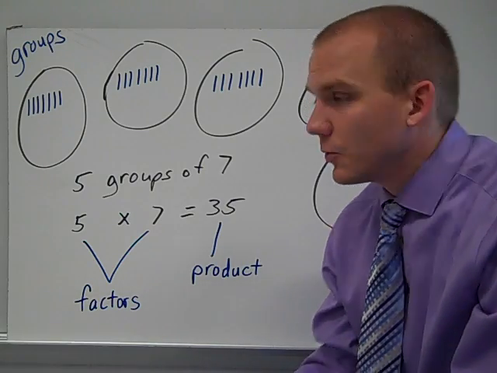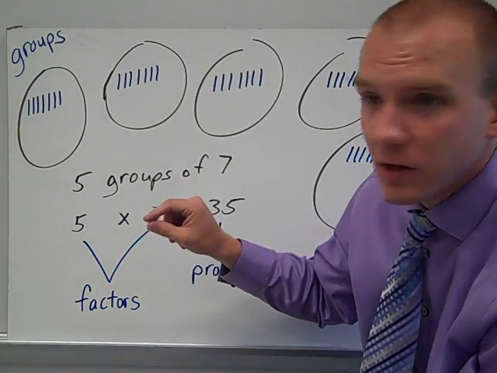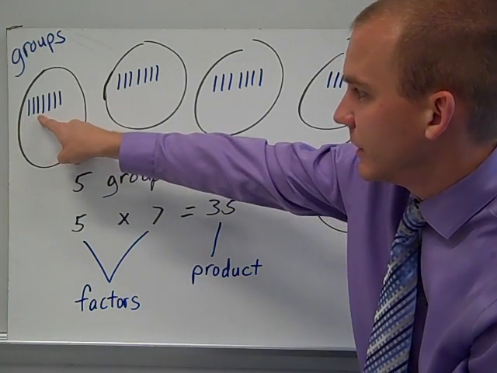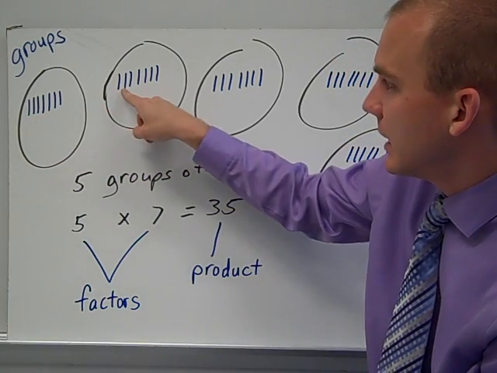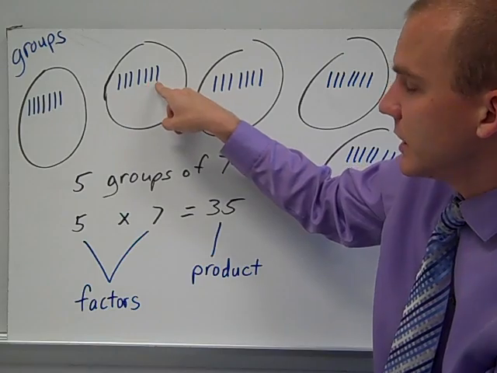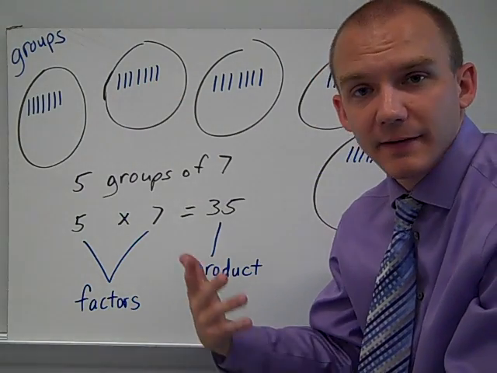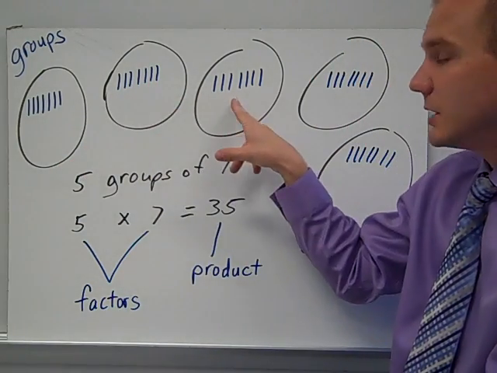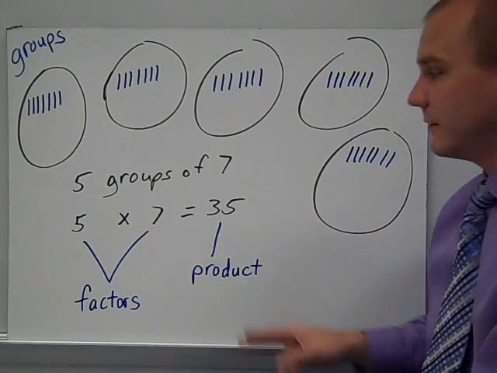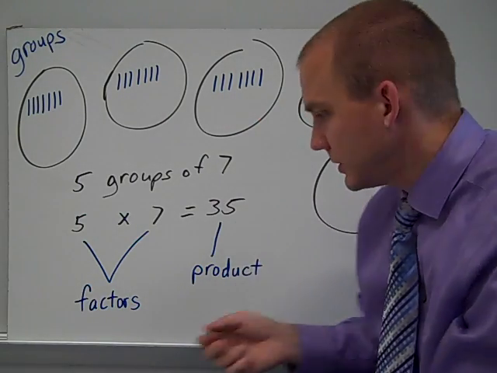Multiplication is just an easier way than sitting here and counting these all up. I can sit here and go 1, 2, 3, 4, 5, 6, 7, 8, 9, 10, 11, 12, 13, 14. But multiplication is really just kind of that skip counting at 7, 14, 21, 28, and then 35. It's a quick way to get to that.